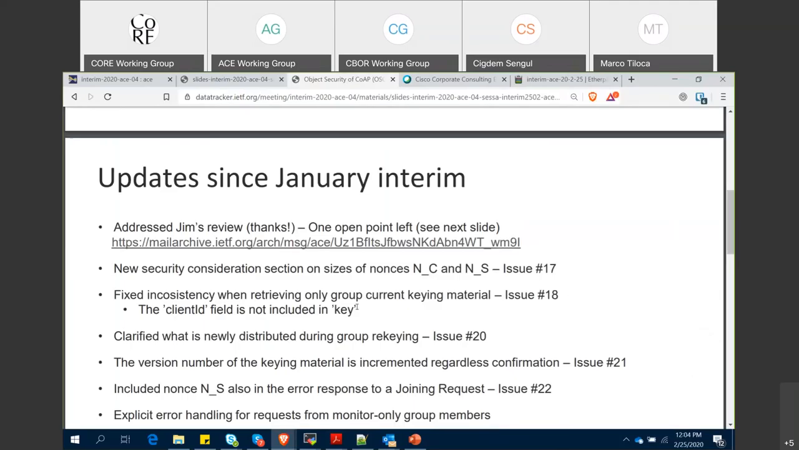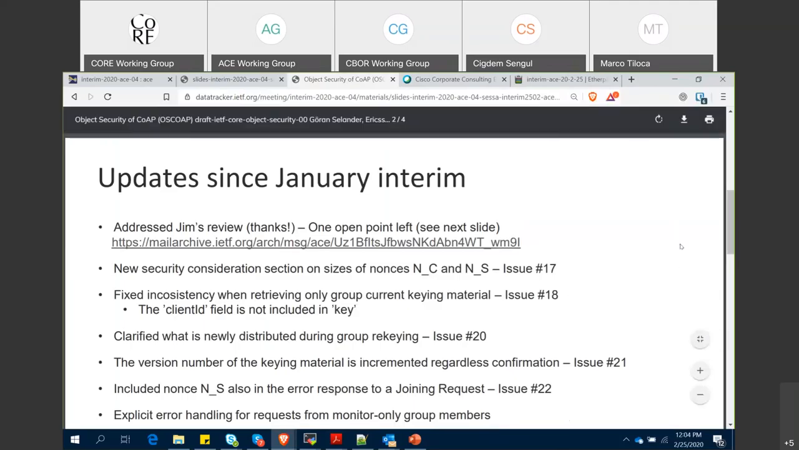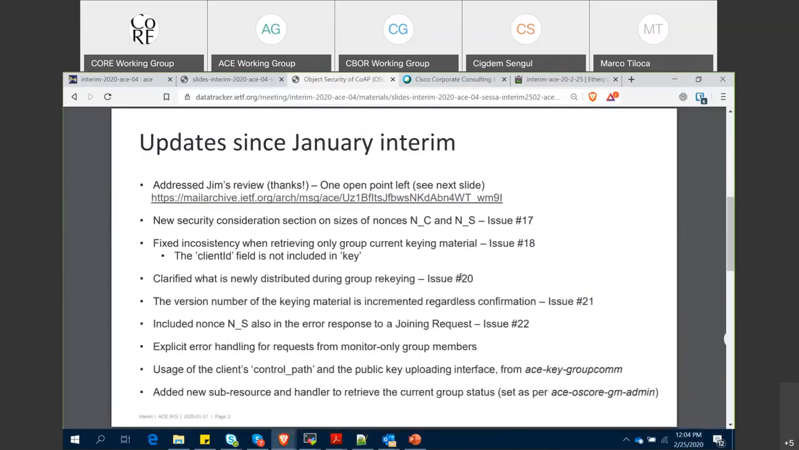Yeah, again, a summary from the interim, and this was mostly taking care of the review that came from Jim the same day of the interim. One point is still open. I have it in the next slide, but we also added here considerations on the side of nonces again. It ended up in a brand new section. I think it was easier for this work than what we have to do with the OSCORE profile and so on. First of all, because NC is always transported in a secure way in a join request that is protected. And also these two nonces have a much less critical role.